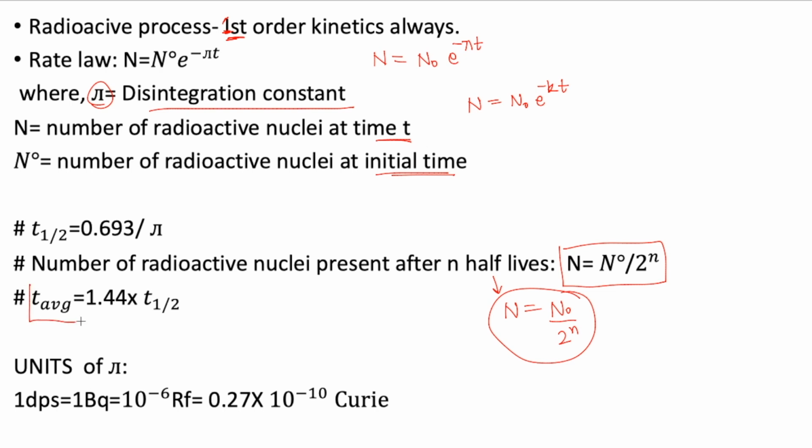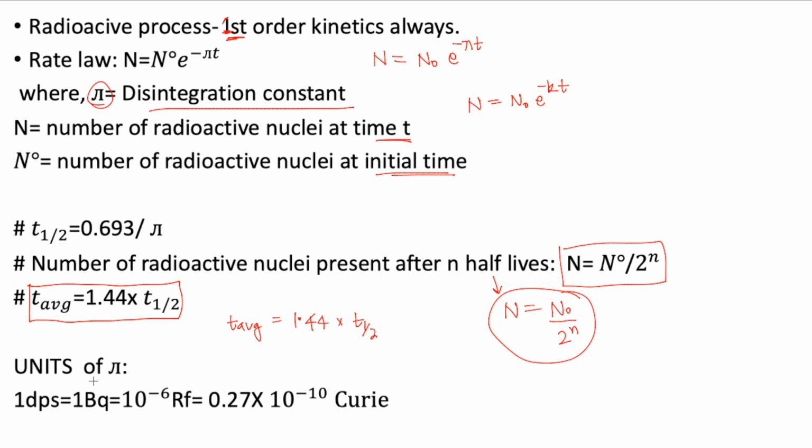The next formula is for T average. T average and T half can be related to each other. T average is the time required for average decay. T average is equal to 1.44 multiplied by T half, or you can say T average by T half is equal to 1.44.